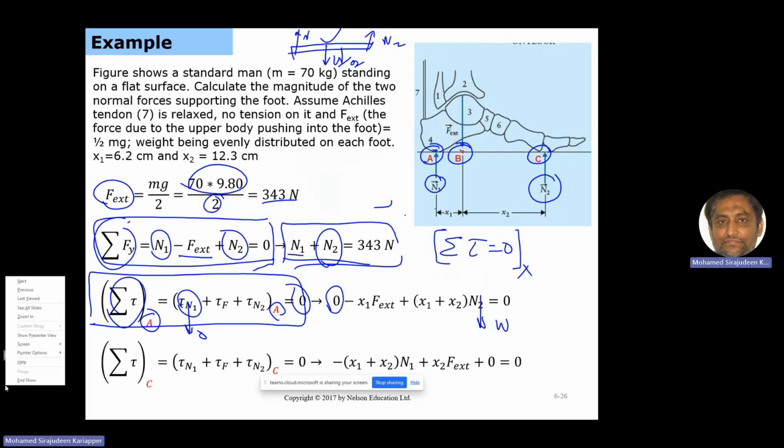Okay. Why is it 0? Because R is 0. N1 is applied at A, so you need the distance from A to A, so that is 0. What about the torque from the external force? We need the distance from A to the point B where the force is applied. It is given as x1, so I will substitute x1.